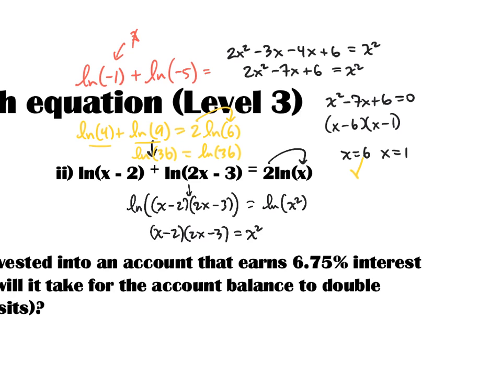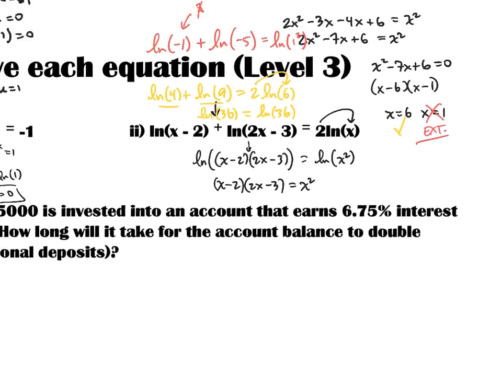And then, of course, here I would get ln of 1 squared, which, of course, would be 0. So we get a problem there. Therefore, x equals 1 is an extraneous solution. We're not going to include that in our solution set. So x equals 6 is our only solution.